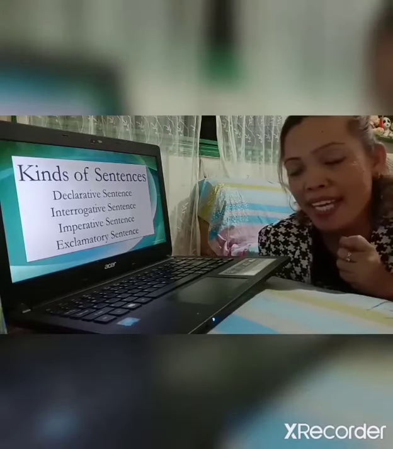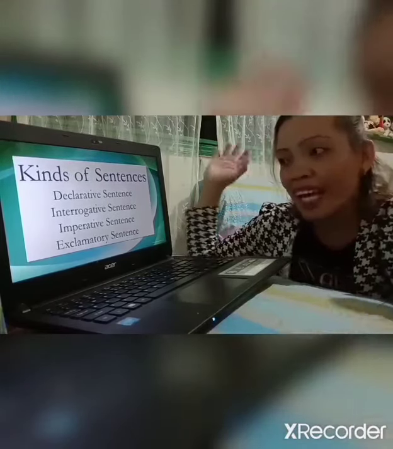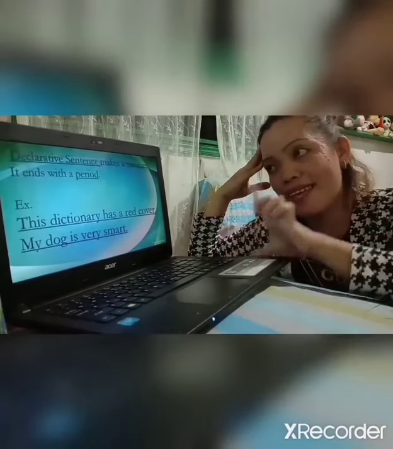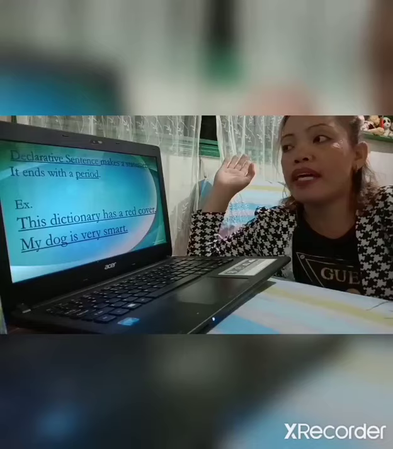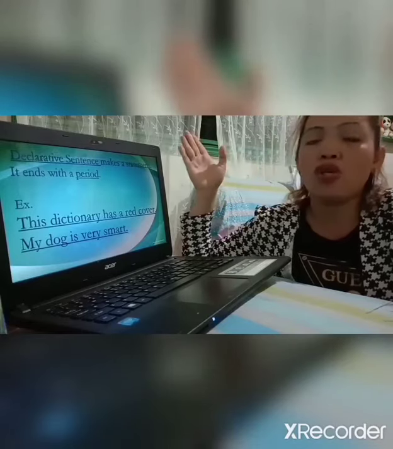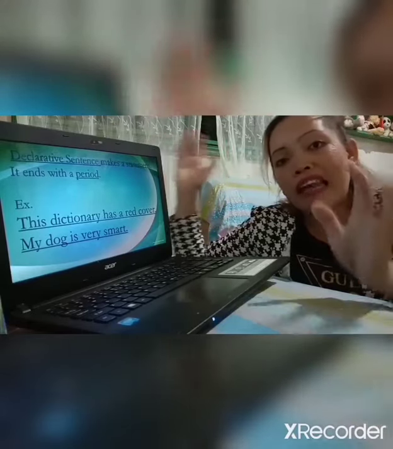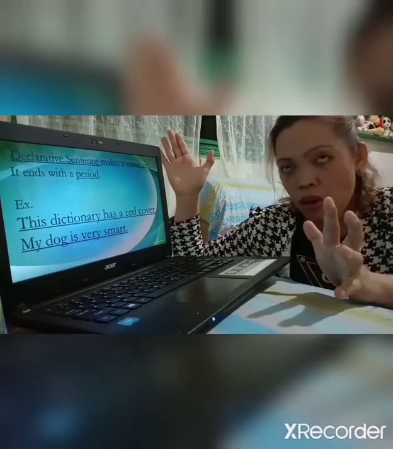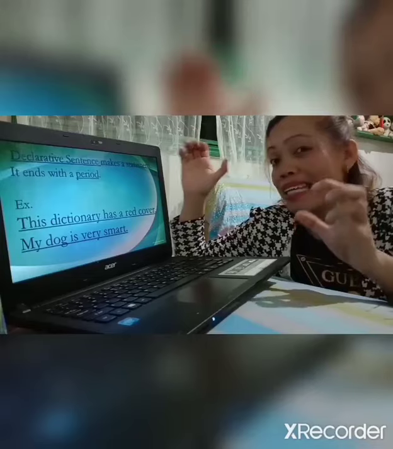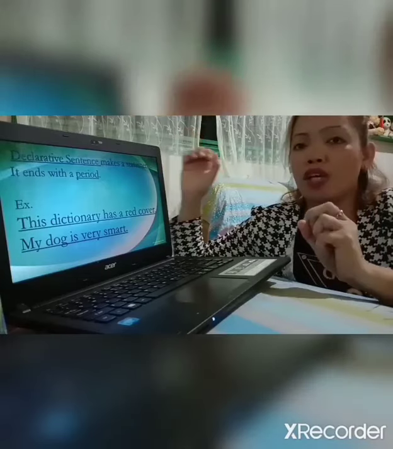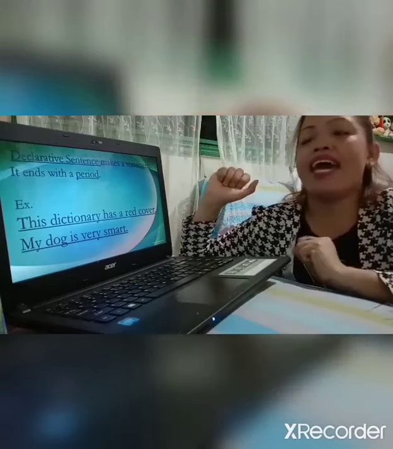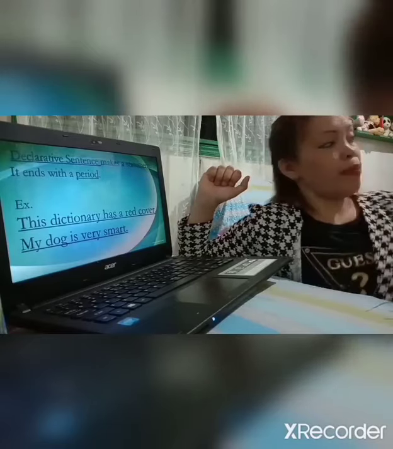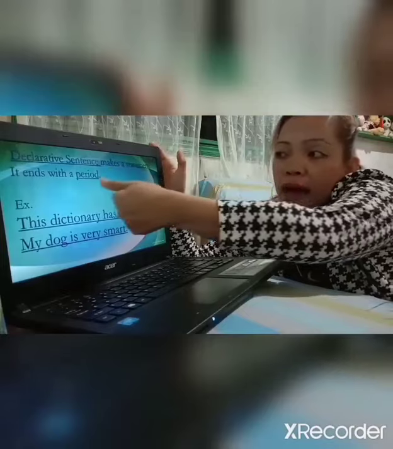So, are you ready? Alright, so let's move on to the different kinds of sentences we have here. First, we have the declarative sentence. When we say declarative, it is a statement. It's a group of words that states something. Then it ends with a period. When you say period, this is a period.